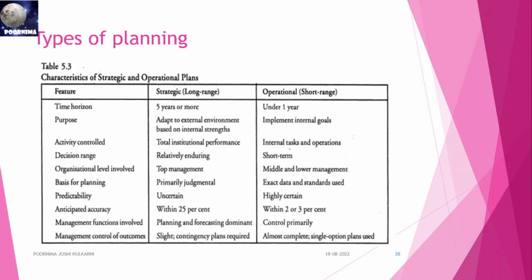Anticipated accuracy is 25%, even to 3% accuracy. Management functions involved: planning and forecasting are dominant, while control is primary at the operational level. Management control of outcome: slight contingency plans are required at the strategic level. Operational planning is almost complete. Single option plans are used because it is short term.